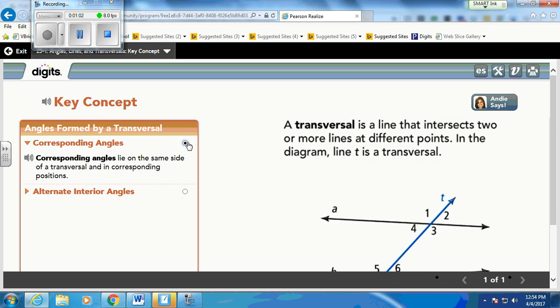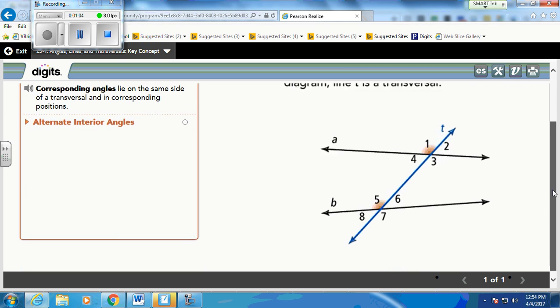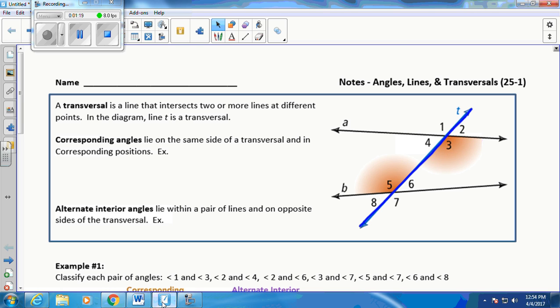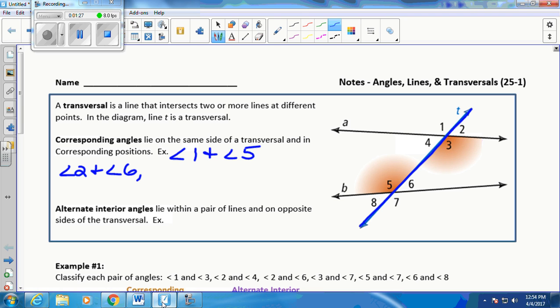There are four pairs of corresponding angles. Angles 1 and 5, angles 4 and 8, angles 2 and 6, and angles 3 and 7. Okay, so what we're going to do here for the examples is we're actually going to list angle 1 and angle 5, angle 2 and angle 6, angle 4 and angle 8, angle 3 and angle 7.